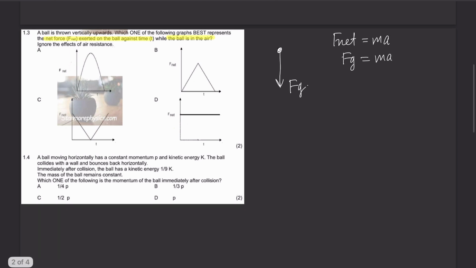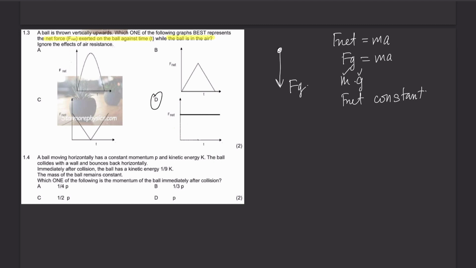And since we know that Fg is mass times the gravity, we know the mass is not changing, the acceleration due to gravity is not changing, which means that F net must be constant. Right? So the graph that's showing a constant F net is D.